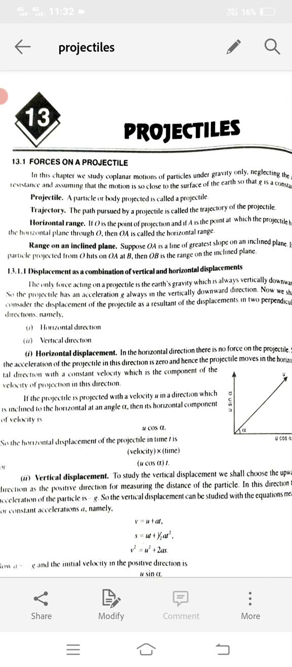The path traced by the projectile is called trajectory. Horizontal range, that means the path covered by the projectile in the horizontal plane, is called horizontal range. Suppose the plane is an inclined one, then the distance traveled by the particle along that slope is the range in the inclined plane. Displacement as a combination of vertical and horizontal displacement is a subheading.